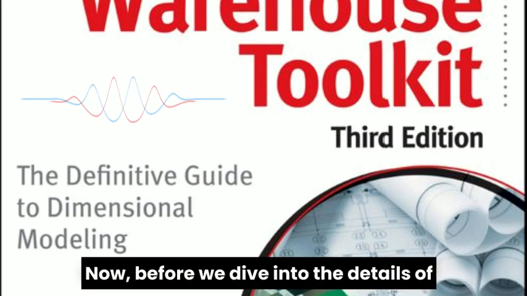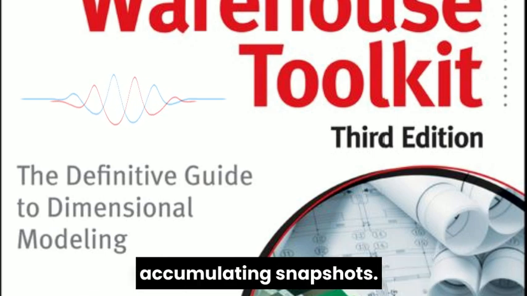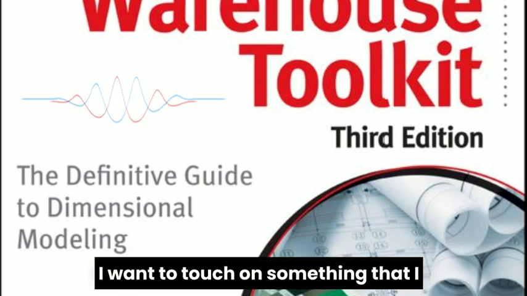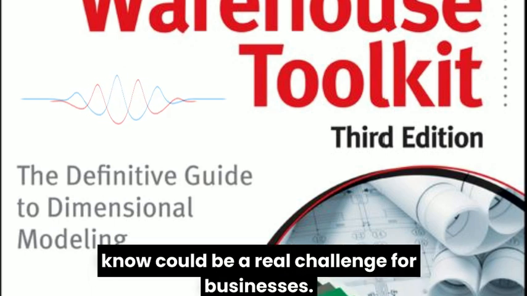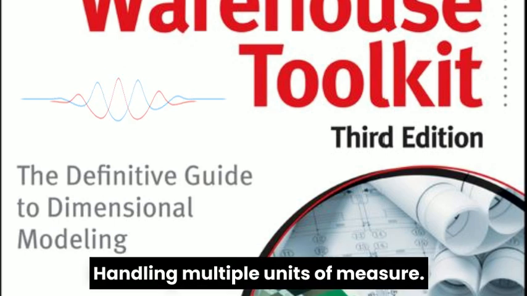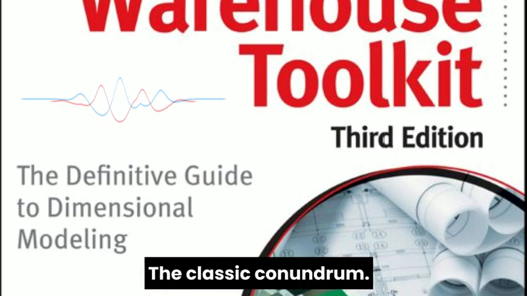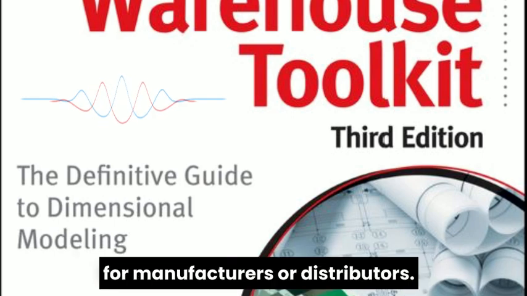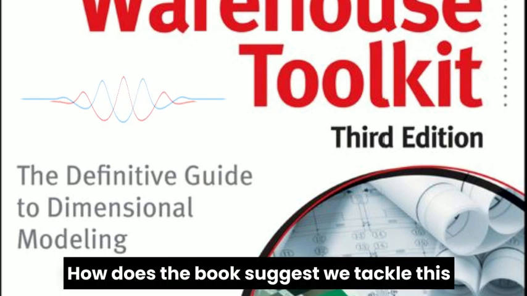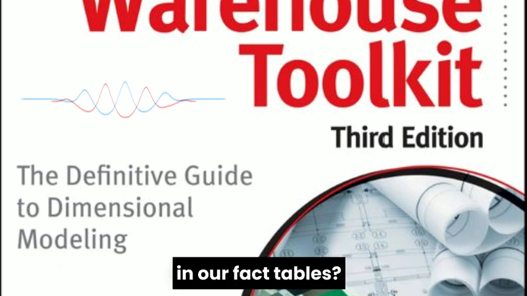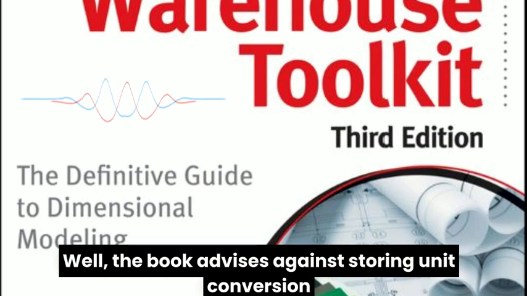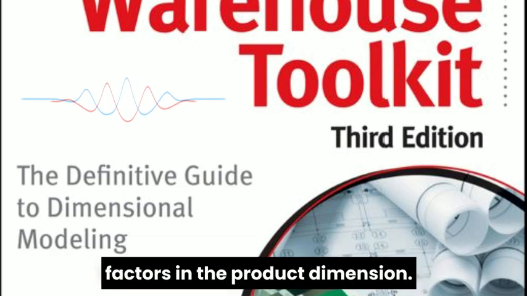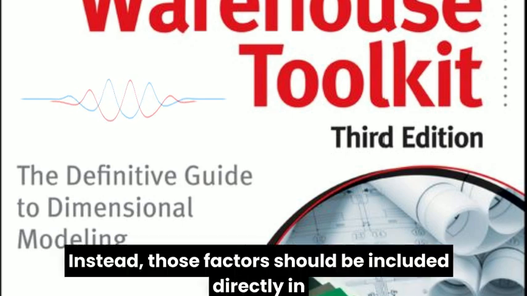That's really cool. Now, before we dive into the details of accumulating snapshots, I want to touch on something that I know could be a real challenge for businesses. All right. Handling multiple units of measure. Yes, the classic conundrum. Right? It seems like a very common problem, especially for manufacturers or distributors. It is. How does the book suggest we tackle this in our fact tables? Well, the book advises against storing unit conversion factors in the product dimension. Okay. Instead, those factors should be included directly in the fact table.